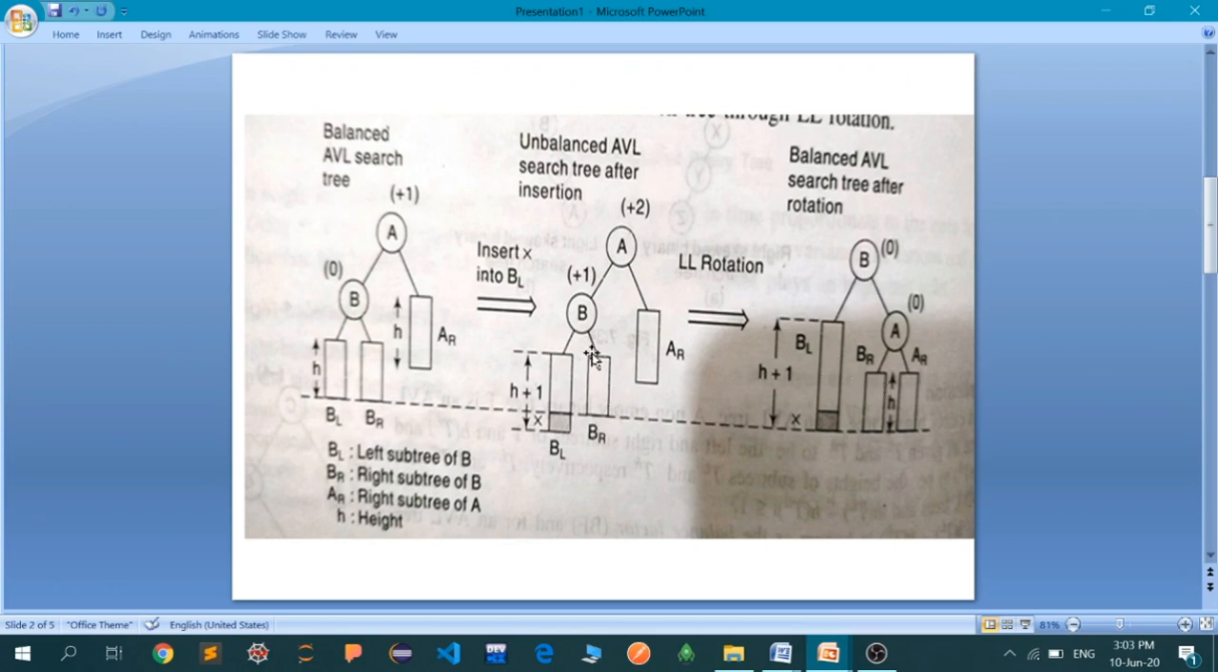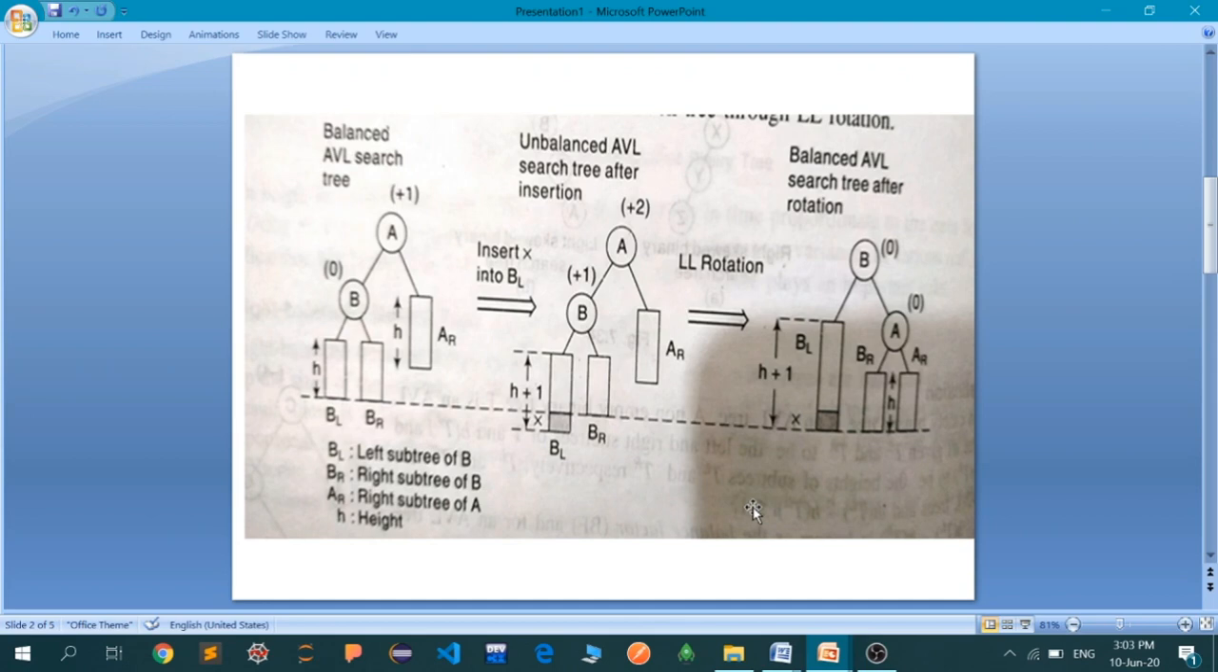This BR, which was previously associated with node B, is now associated with node A. It has come down so that this particular left subtree, or all the nodes or a single node, whatever it is, that was associated to the right-hand side of node B has now been associated to the left-hand side of node A. So this is how you complete your left rotation.